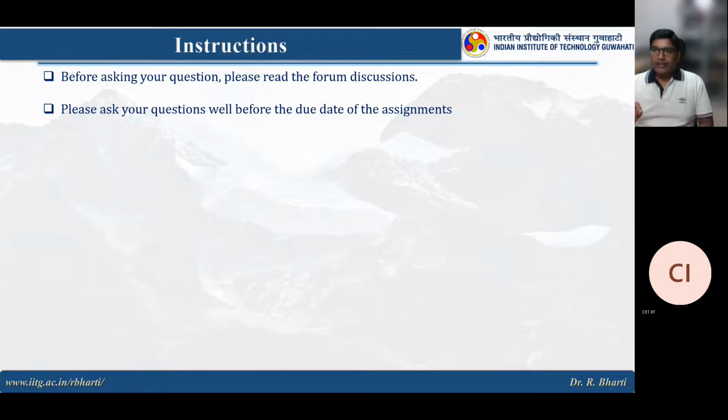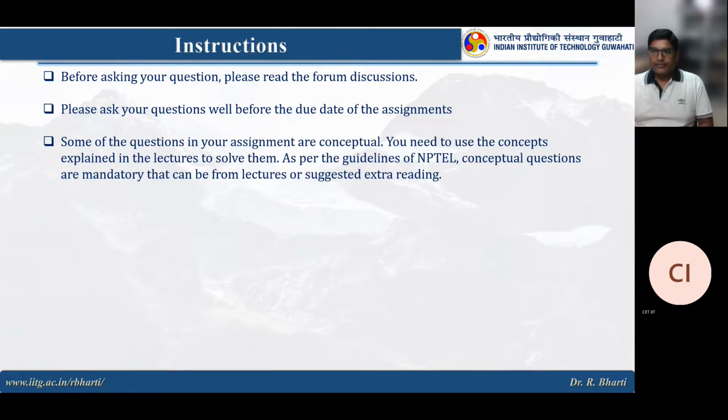And then second, this is very, very important: please ask your questions well before the due date of the assignment. Because what happens if you post your question just before the deadline, you will receive our response late, because we are not always online, right? If you have posted your question, we may take 1 hour, 2 hours to reply to you. And then if we fail to reply immediately, you will miss out and your assignment will be delayed.